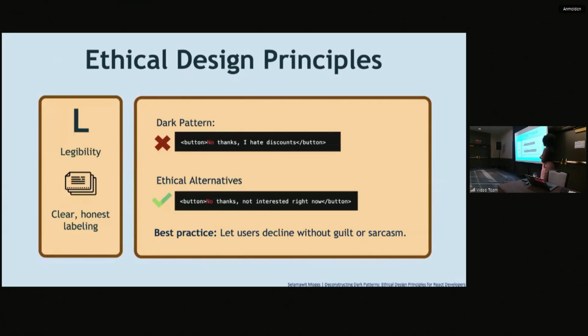Next is legibility, and that's clear and honest labeling. And we saw examples of that too through other dark patterns and things like "No, I hate discounts," versus having an ethical alternative that's just neutral, clear to understand. And again, the best practice here is let users decline without that guilt or sarcasm.